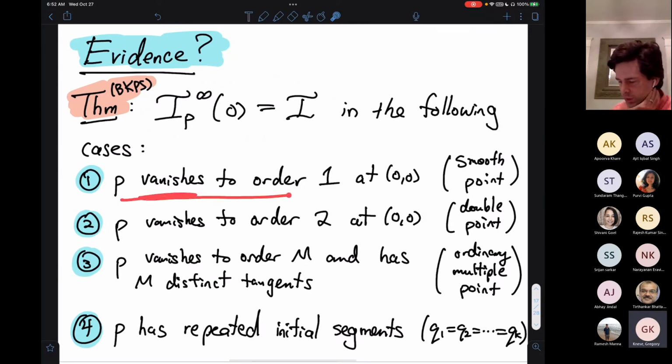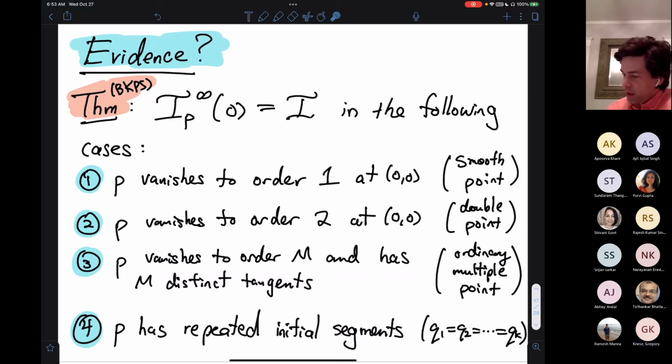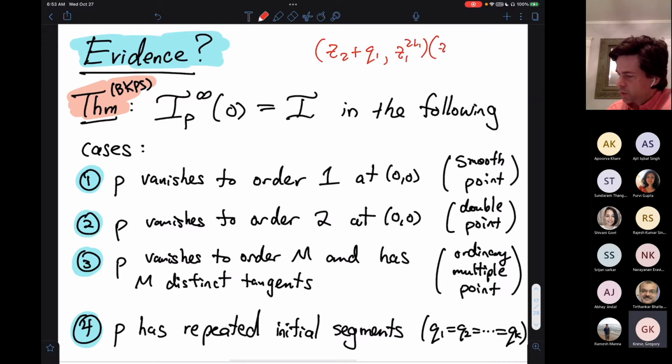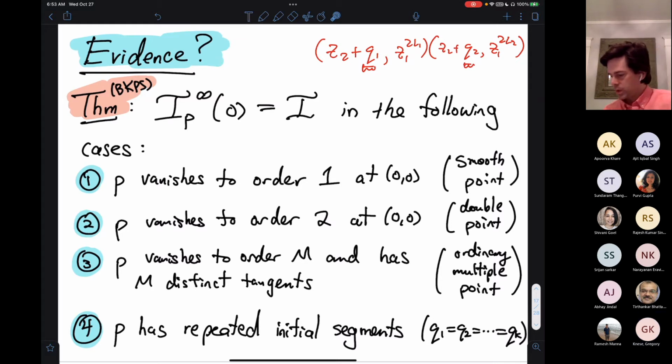I already stated this is the easy inclusion. If P vanishes to order 1, that means the zero set of P has a smooth point. If P vanishes to order 2, you can work through it, and you have these two pieces to worry about potentially. You could have repetition here, but you're looking at this product ideal, and so you have to worry about how these two initial segments overlap with each other, and there's something to argue there. But for two of them, it's fine, and you can work it out.